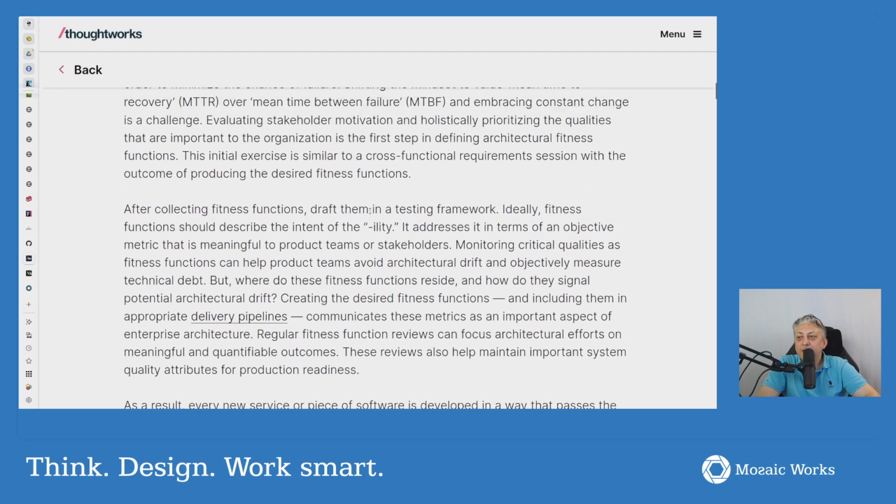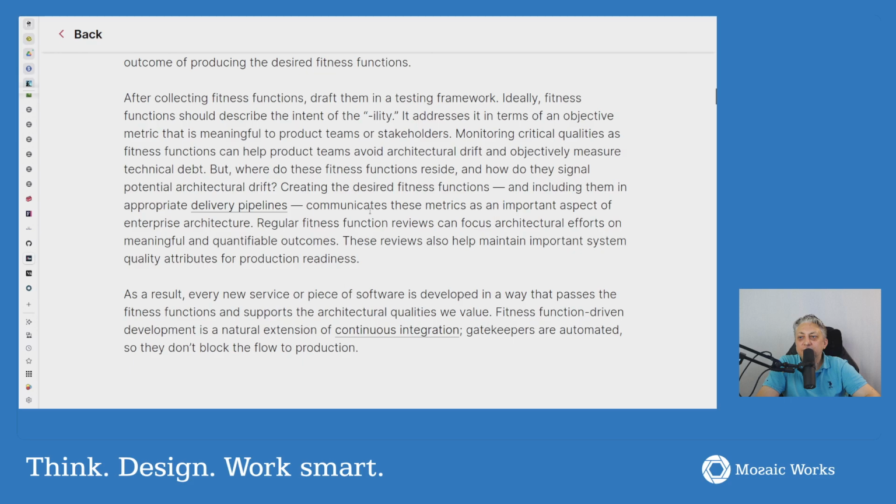So you define based on those fitness functions. After collecting fitness functions, draft them into a testing framework. Ideally, fitness functions should describe the intent of the utility. It addresses it in terms of an objective metric that is meaningful to product teams or stakeholders. Monitoring critical qualities as fitness functions can help product teams avoid architectural drift and objectively measure technical debt.